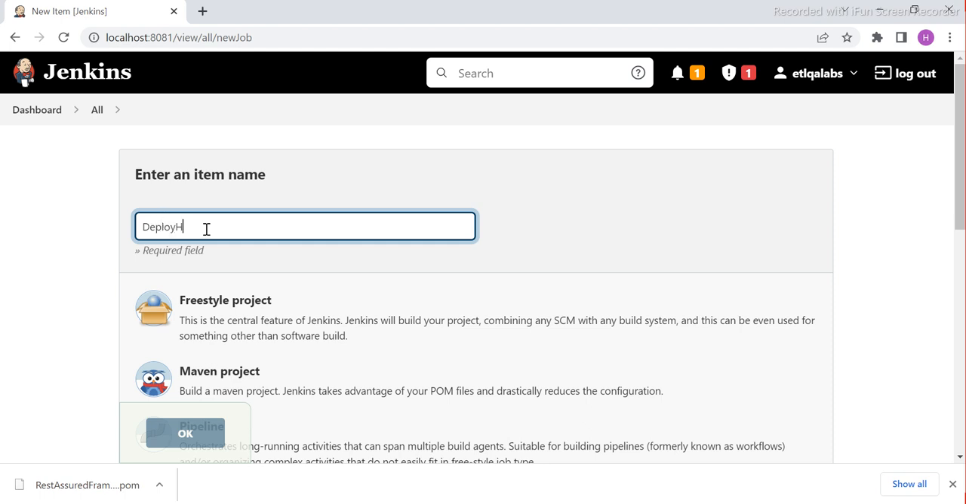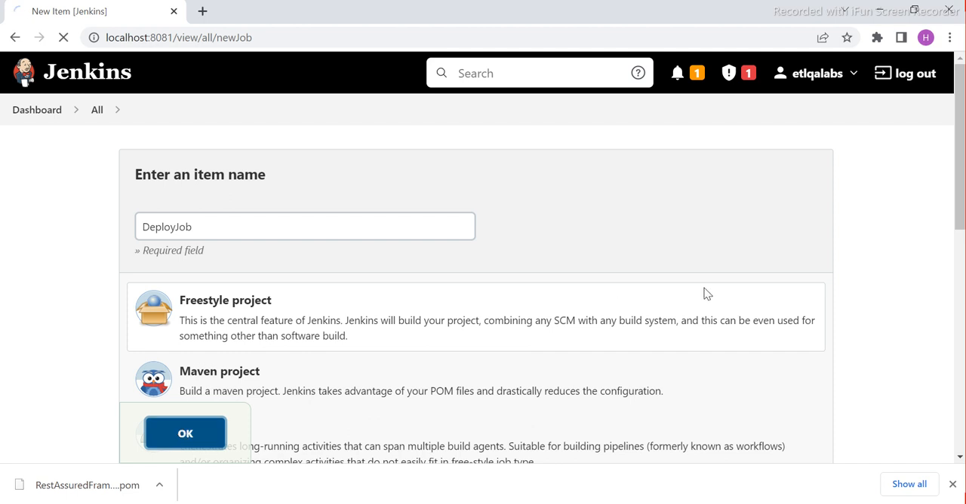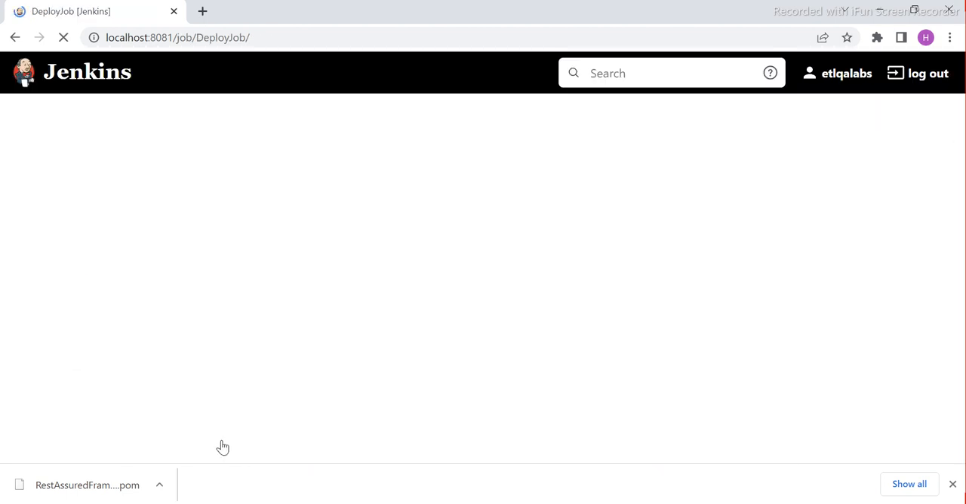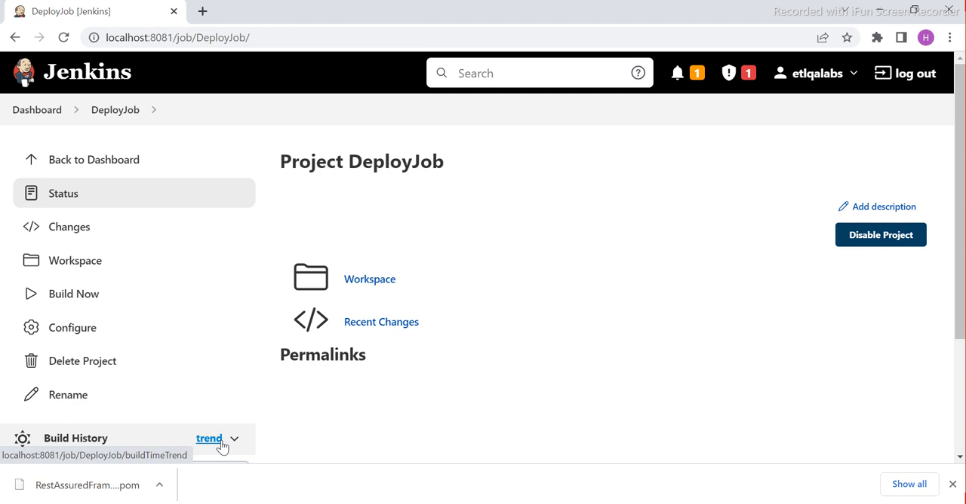Don't worry, guys, about all this. These are the CI/CD related terminology: build, test, deploy, etc. Don't worry about it. For now, I'm simply creating the job so that I can show you what is continuous integration and continuous deployment, right?